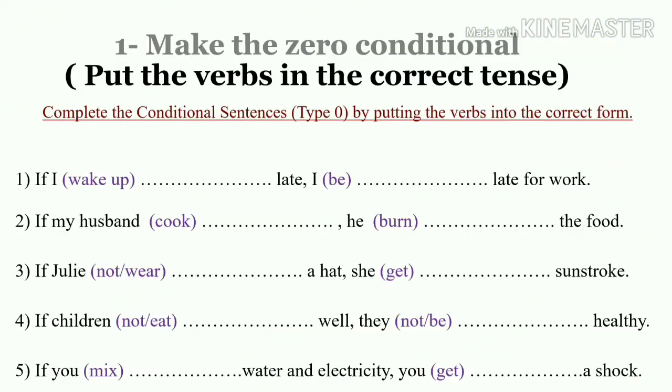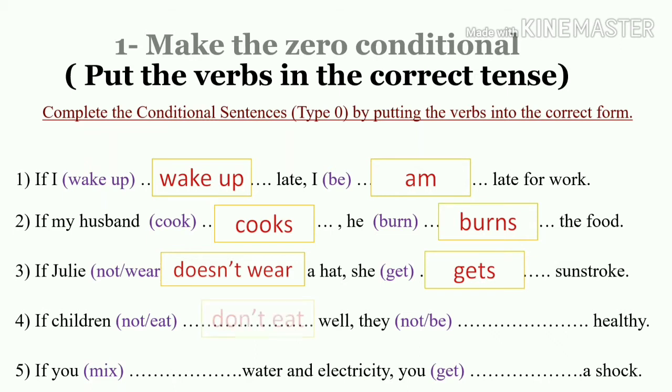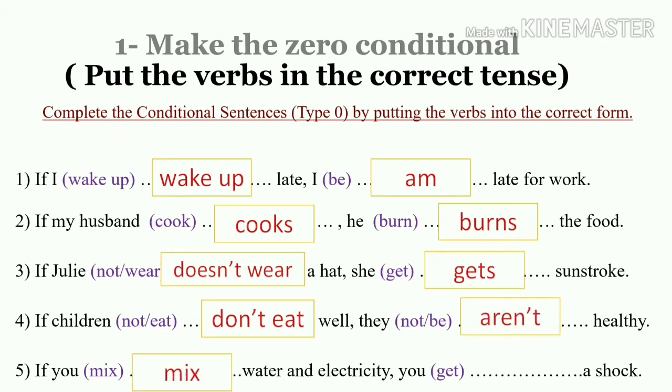It's practice time. Can you make the zero conditionals by putting the verbs in the correct tense? Complete the conditional sentences type 0 by putting the verbs in the correct form. We have if plus a verb, you have to put it in the present, comma, subject, and a verb that should be in the present. Okay? So, if I wake up late, I am late for work. If my husband cooks, he burns the food. If Julie doesn't wear a hat, she gets a sunstroke. If children don't eat well, they aren't healthy. If you mix water and electricity, you get a shock.